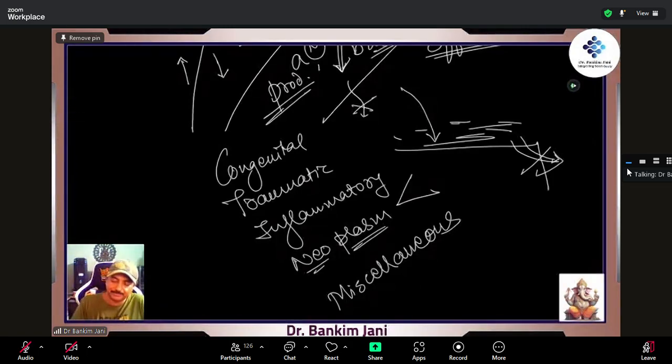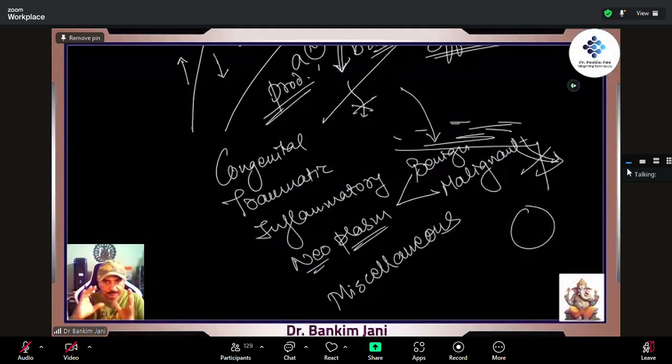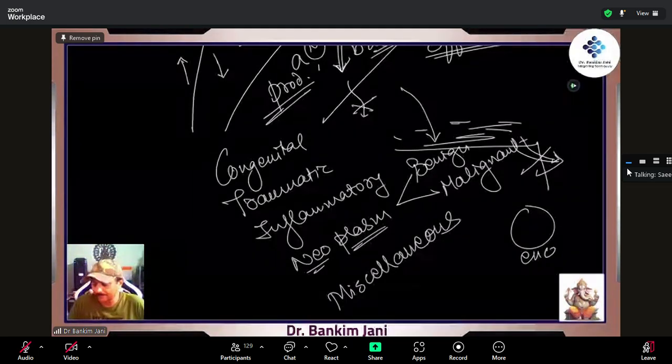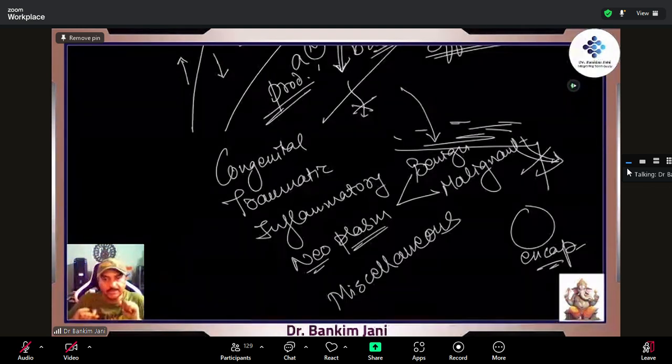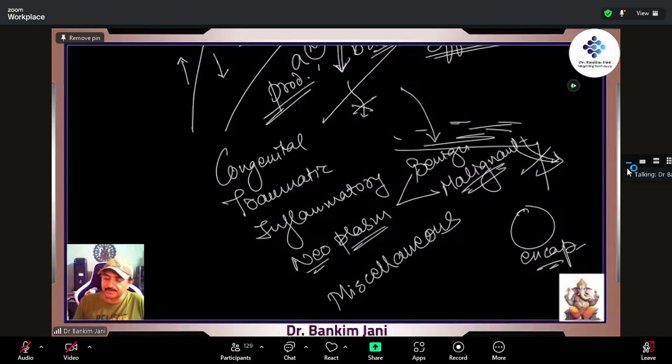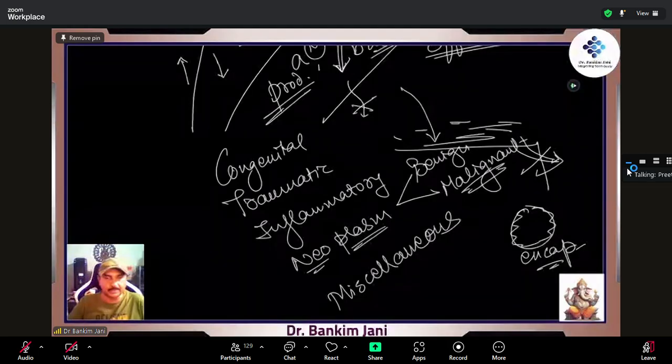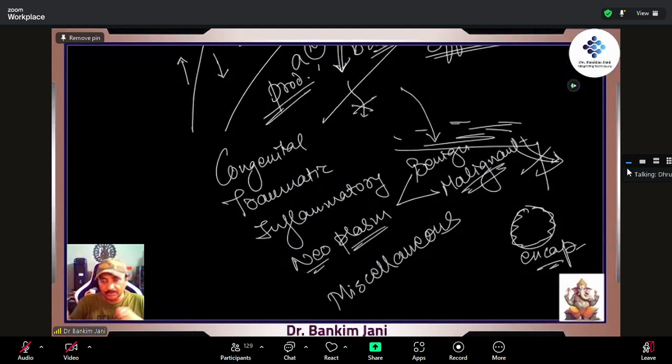In neoplasm, we have benign and malignant. When we say benign, it means it sticks to one place. It increases its size, it can cause a compression effect, but it won't spread. When it is malignant, the tissue spreads massively through the body as well, not confined to one particular place.